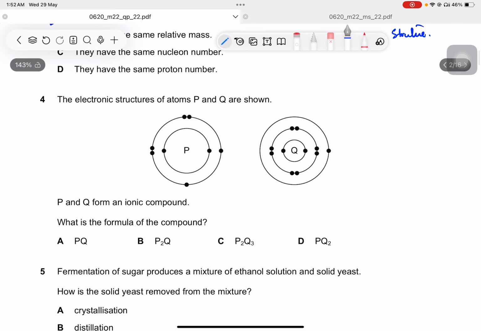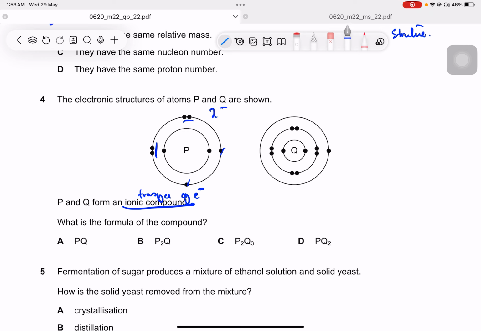Next, the electronic structures of atoms P and Q are shown. P and Q form an ionic compound, which means there will be a transfer of electrons. What is the formula of the compound? P has six outer shell electrons, 2, 4, 5, and 6. Six outer shell electrons means it is in group 6, so it needs two more electrons to complete its outer shell to have a stable ion and a noble gas configuration, which means it should have 8 electrons in its outer shell. As it is in group 6, it is an anion which will have a charge of -2 because it needs two electrons.